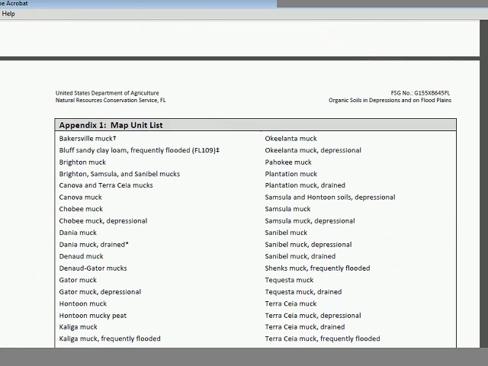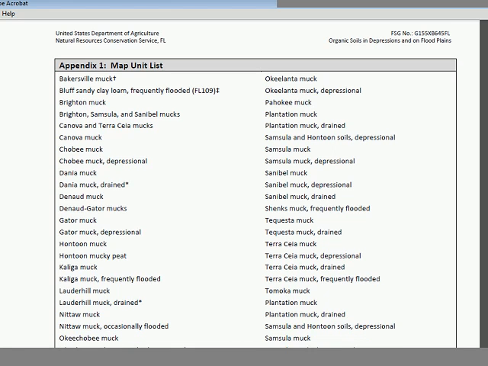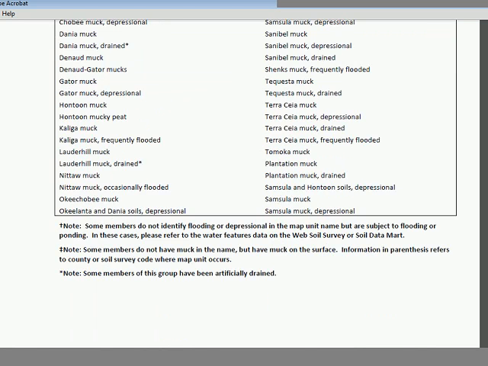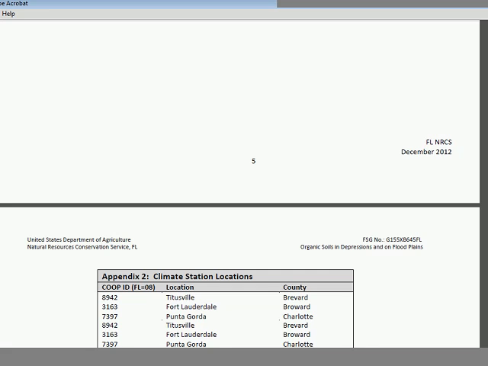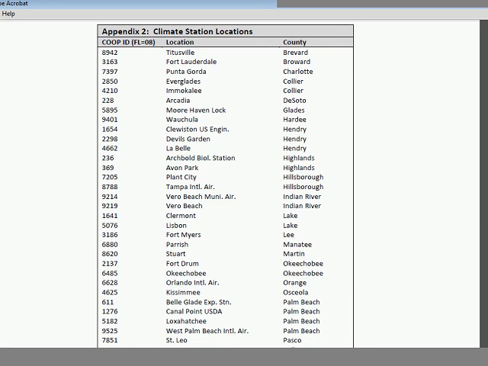And then they have a couple of appendices. The meat of theirs is 4 pages long, like Ohio's was, but then they do a good job of having a couple of appendices of their map unit list. Let me just show you this last thing, and then their climate stations, where they got their climate data from.